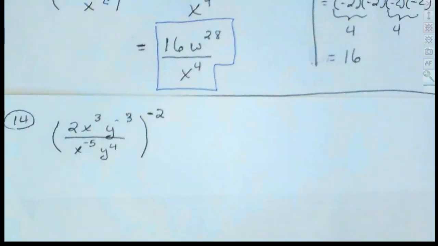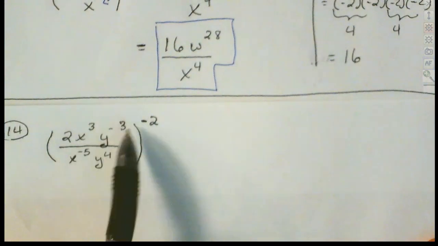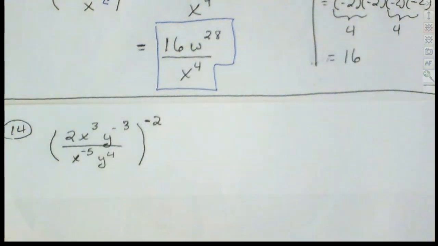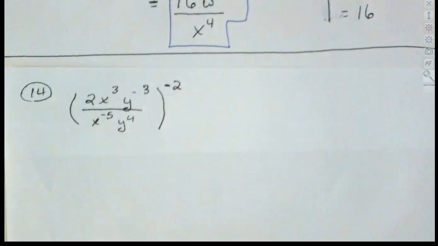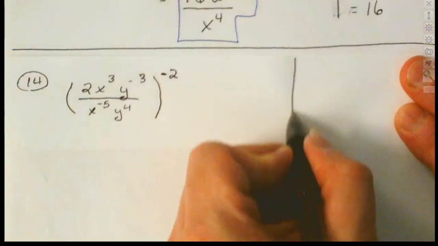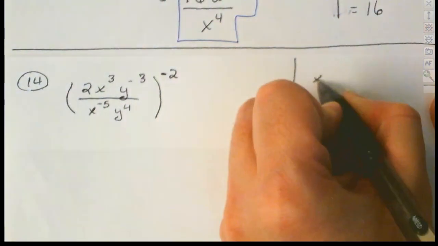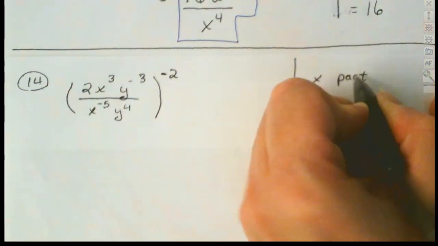So this is what we've got. Now you could just distribute this negative 2 through each piece and then clean it up later. I think, though, it's easier if we break down the inside first. And besides, order of operations tells us to do the parentheses first. So let's look inside the parentheses, and we're going to work with the x part first.